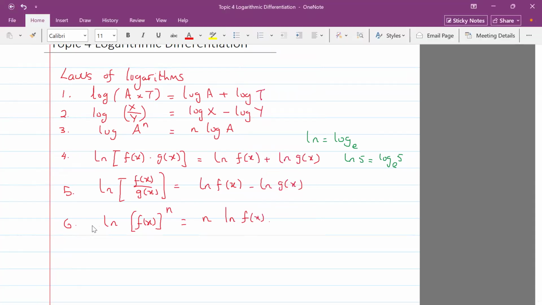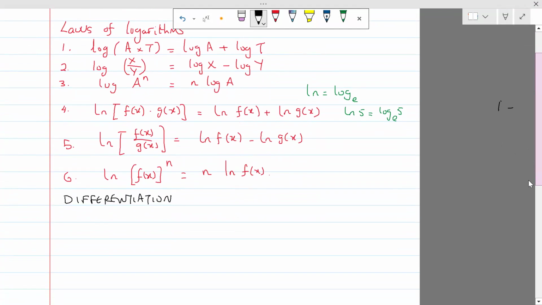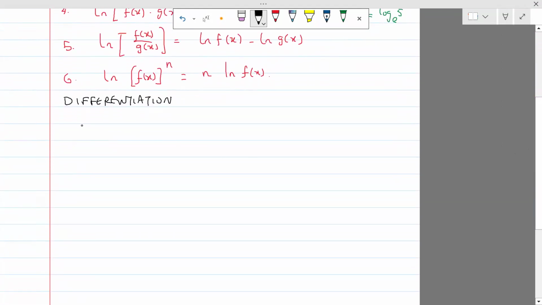Now, after having looked at the laws of logarithms, how do we carry out the differentiation of a logarithm? If I say differentiate with respect to x a function ln of f(x), first of all, I will have to differentiate f(x) to get f dash x. You differentiate the function f with respect to x, and you divide it by f(x).